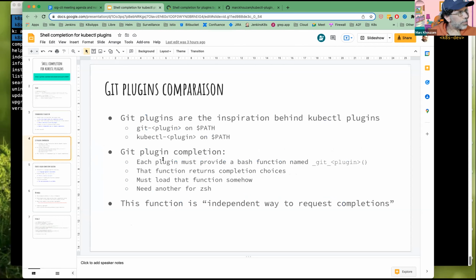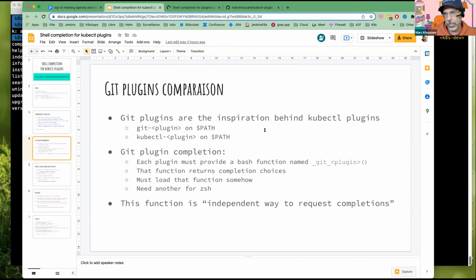Okay, so if we make a comparison with Git plugins, I believe that kubectl plugins are based on Git plugins. Basically for Git, you name anything git-dash-and-a-name, you put it on the path and it becomes a plugin. It's the same approach for kubectl.